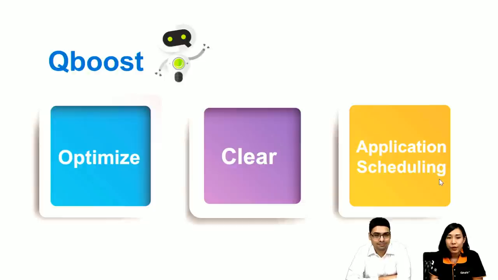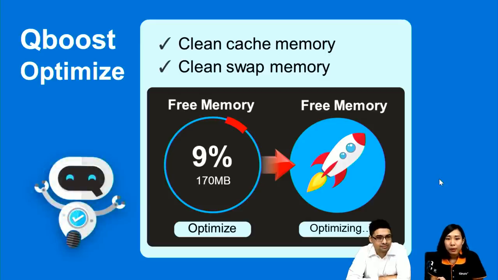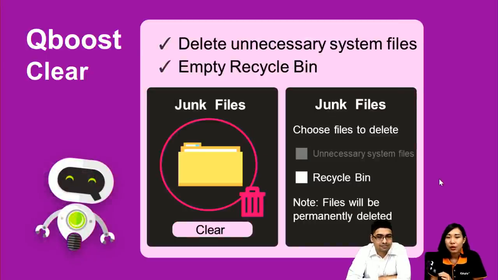All right. The first one is optimize. Optimize means that it will clean the cache memory and the swap memory in the system. And when you click optimize, you will see a rocket leap off to the sky. Very cool. Yes. And the next one is clear. It will delete unnecessary system files, such as damaged files in the system. It will also clean the recycle bin on the desktop. But the default is not to clean the recycle bin, so if users want to clean it, you need to check it.